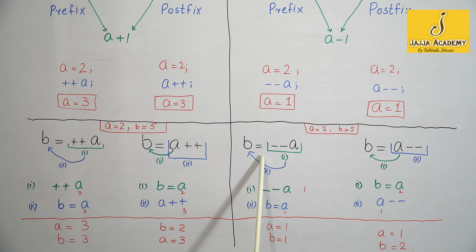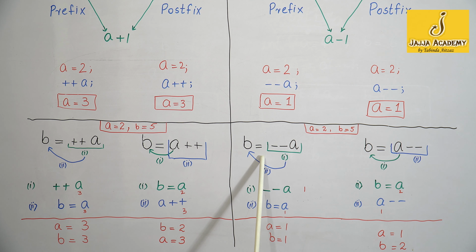In this program, I'll show you the working of the prefix and postfix form of the decrement operator along with the assignment operator. In this statement, b is equal to --a. It means I am using the prefix form of the decrement operator. In the first step, the decrement operator will be executed, and then the updated value of a will be assigned to the variable b. Now let's compile and execute this program. You can see the value of a is equal to 1 and the value of b is also equal to 1.